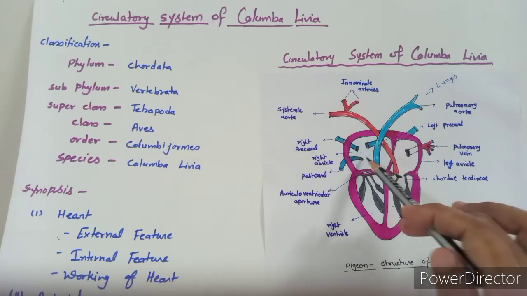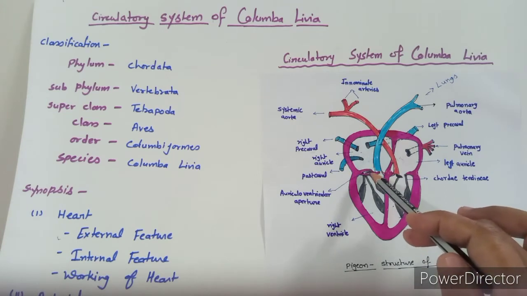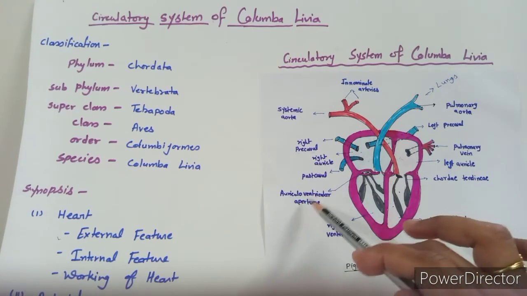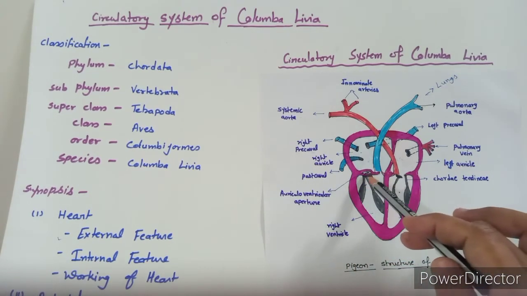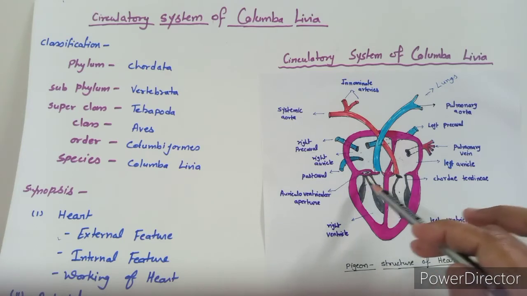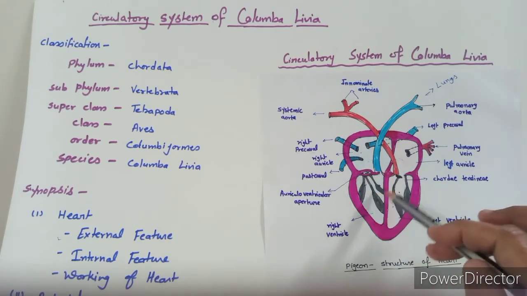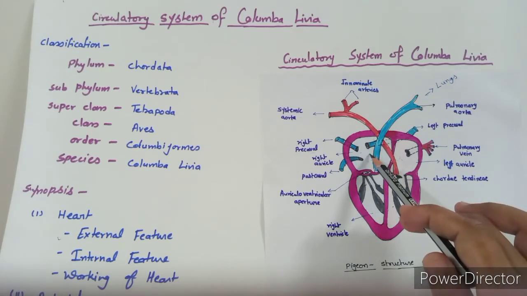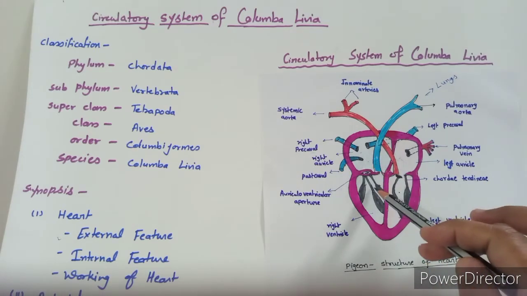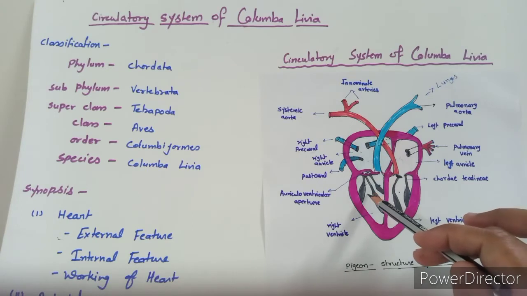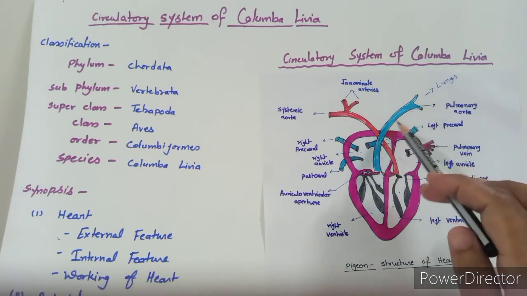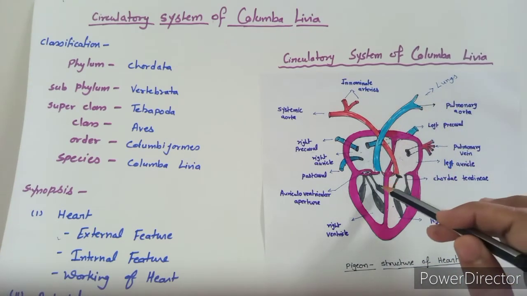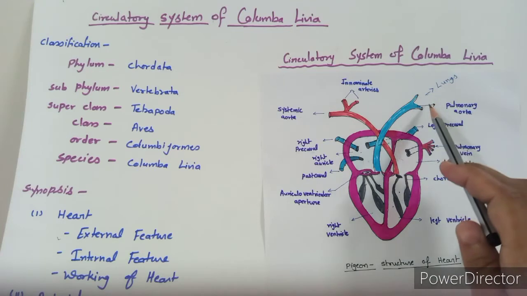This right auricle opens into the right ventricle through the auriculoventricular aperture. In this aperture there are three flap-like structures, which are compared with the bicuspid valve of mammals. So now all the deoxygenated blood transfers to the right ventricle. From this right ventricle arises the pulmonary aorta, which is linked with the lungs, so that it transfers all the deoxygenated blood to the lungs.